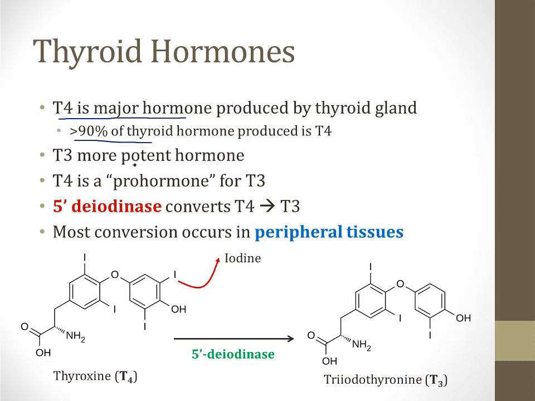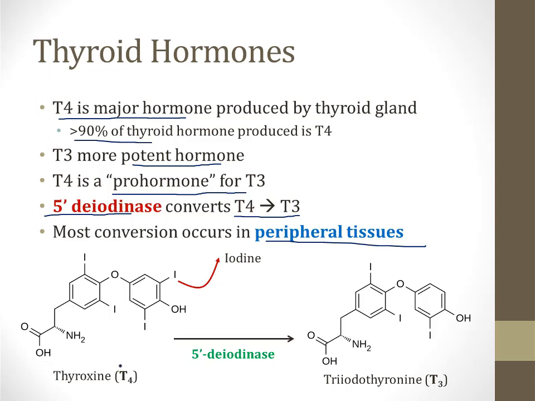T3, however, is a more potent hormone than T4. T3 is a more potent activator of the thyroid hormone receptor. And the way most of the T3 in your body gets synthesized is by peripheral conversion of T4. So the T4 produced by the thyroid gland is a prohormone for T3. There is an enzyme found in most peripheral tissues called 5'-deiodinase, and it can convert all that T4 produced by the thyroid gland into T3 locally within the tissues.